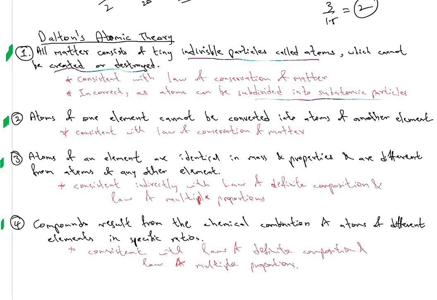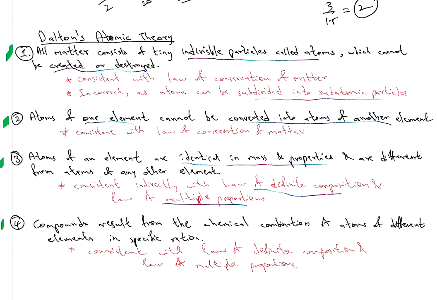The second postulate of Dalton's atomic theory is that atoms of one element cannot be converted into atoms of another element. Although atoms can combine to form a compound, one element's atom cannot be converted to another element. This of course is again consistent with the law of conservation of matter. The third postulate is that atoms of the same element are identical with respect to their masses and properties, and atoms of different elements will have different properties and masses. Those of course are consistent with the law of definite composition and the law of multiple proportion.